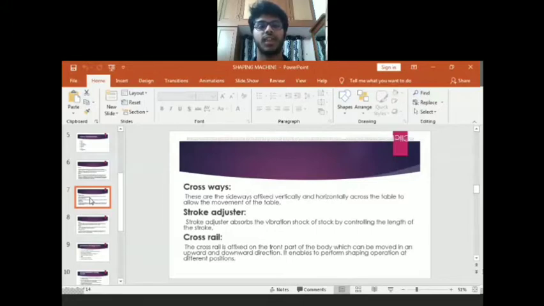Cross rail. The cross rail is affixed on the front part of the body and can be moved in upward and downward direction. This enables us to move the workpiece in upward and downward direction and we can machine the workpiece in upward and downward positions also.